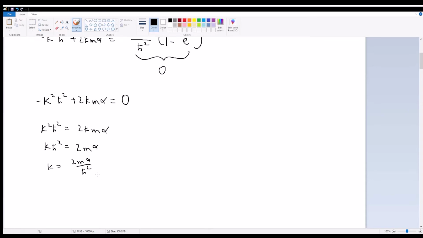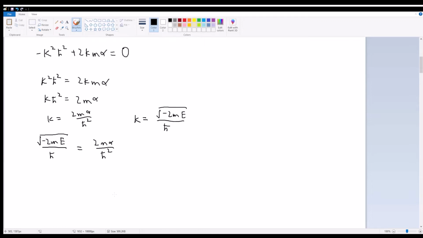Next, since ultimately we're looking at the conditions for what happens to the bound energy, we can relate the fact that k equals the square root of negative 2mE over h bar. So that means the square root of negative 2mE over h bar is equal to 2m alpha over h bar squared. We can cancel out one factor of h bar. What we have left is negative 2mE is equal to 4m squared alpha squared over h bar squared. Cancel out a 2, cancel out an m, negative E is equal to 2m alpha squared over h bar squared, or E is equal to negative 2m alpha squared over h bar squared. And that is the first condition where a goes to 0.